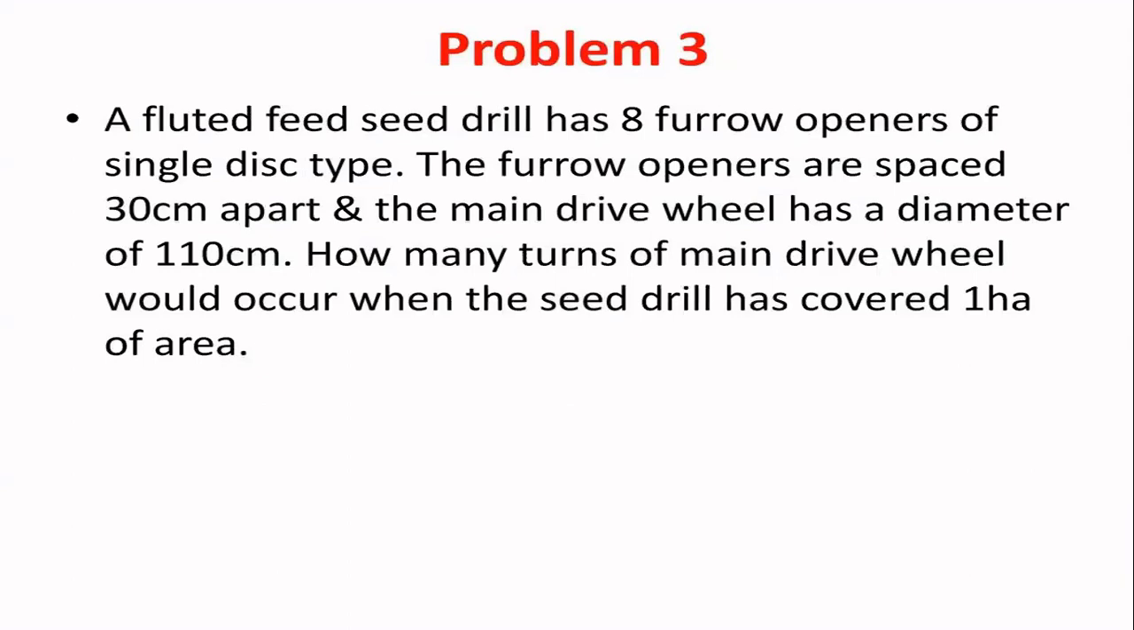A fluted seed drill has 8 furrows. Now you see the number of furrows. Openers, single disc type. The furrow openers are spaced 30 centimeter apart. Then you know plant spacing 30 centimeter. The main drive wheel has diameter 190. How many turns of the main drive wheel, ground wheel, when the seed drill has covered 1 meter of area? So coming Tuesday, whichever way you want to solve this, tell me the answer.